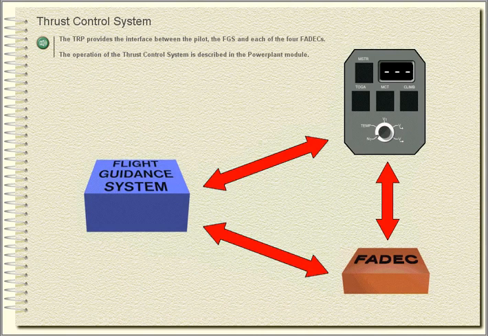Thrust Control System. The TRP provides the interface between the pilot, the FGS, and each of the 4 FADECs. The operation of the thrust control system is described in the power plant module.